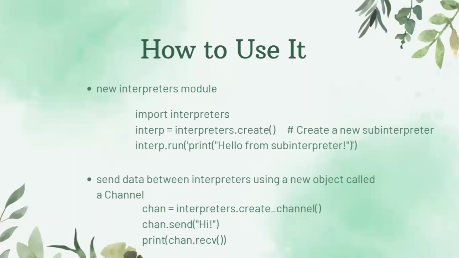And you can even send data between the interpreters using a new object called a channel, similar to message passing in Go. Example: interpreters.create_channel is the method. Using that, we can create the channel object. Then we can send a message, and another channel can receive that message. So this helps you safely share messages between different interpreters.